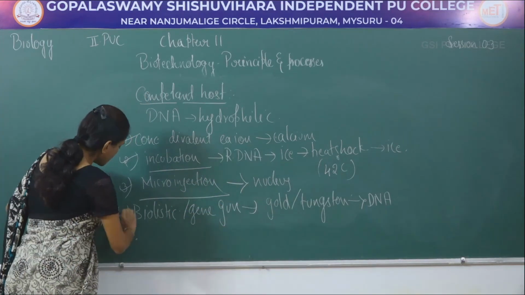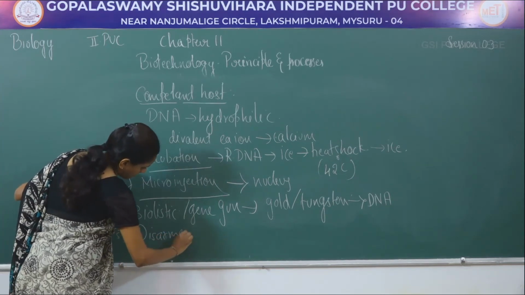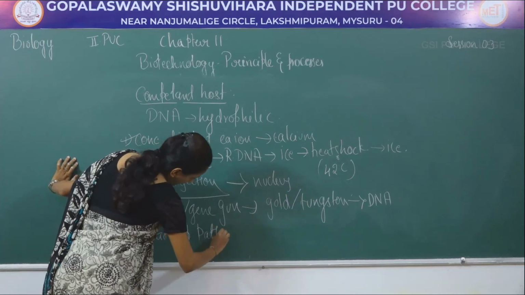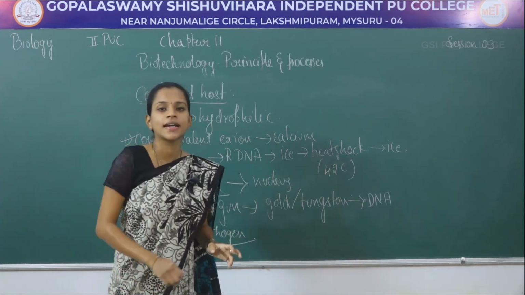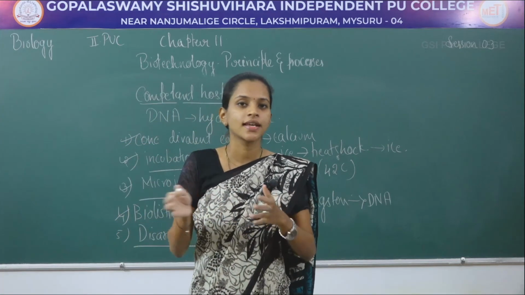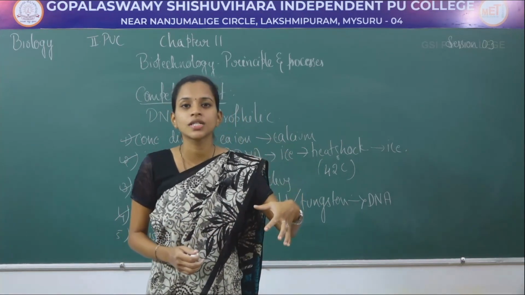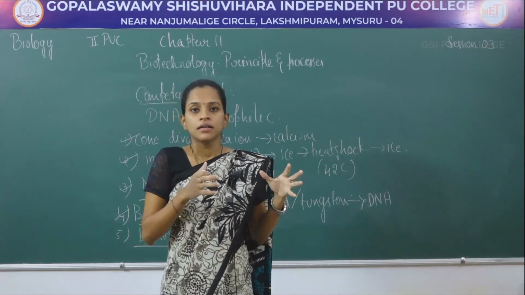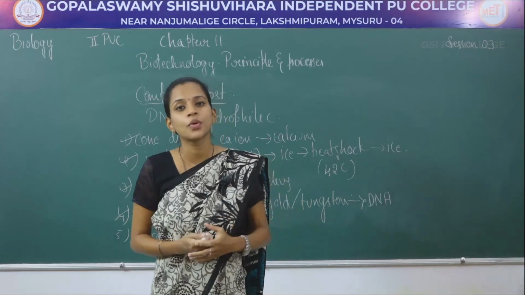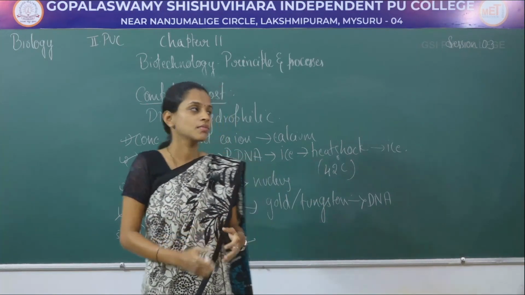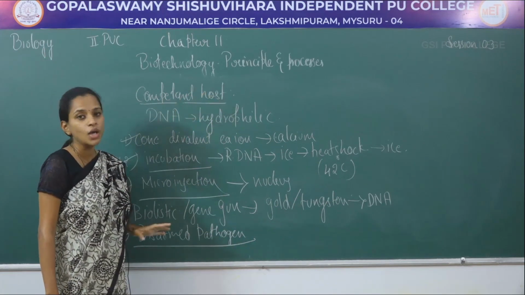And the last method will be disarmed pathogen, where we have already studied about retrovirus in the case of animals and Agrobacterium tumefaciens in the case of plants, where the pathogenicity of that particular organism will be suppressed and only its ability to replicate or transport will be taken into consideration. So, these are the different ways or methods by which we can produce a competent host.